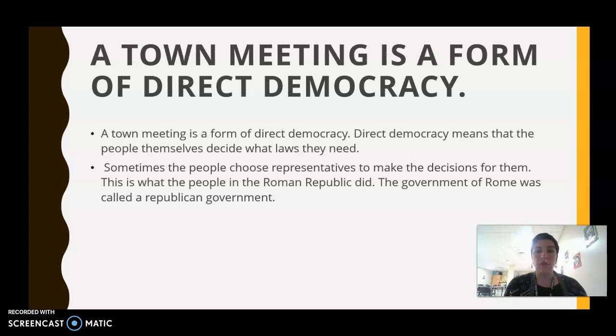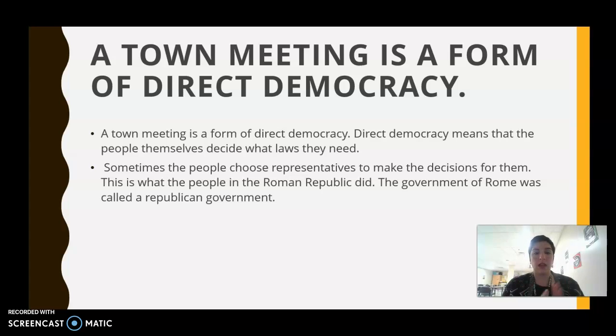A town meeting is a form of direct democracy. Okay, direct democracy means that it is in the hands of the people. Direct democracy means that the people themselves decide what laws that they need. Sometimes the people choose representatives to make the decisions for them. This is what the people in the Roman Republic did. The government of Rome was called a republican government.